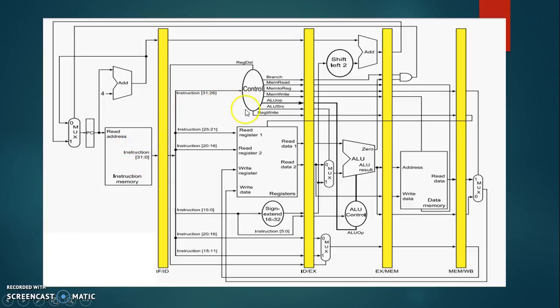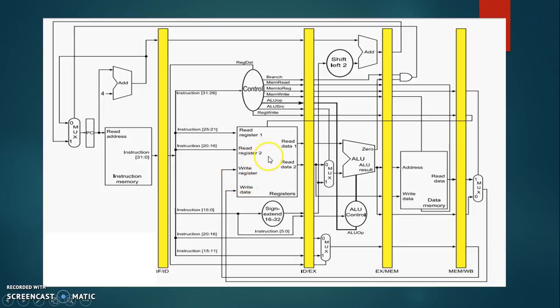Then this is the decode stage. This is the most important stage in processor designing. In this we have a register file. It is 32 registers of 32 bits each that we have over here. It has 2 read ports and 1 write port.